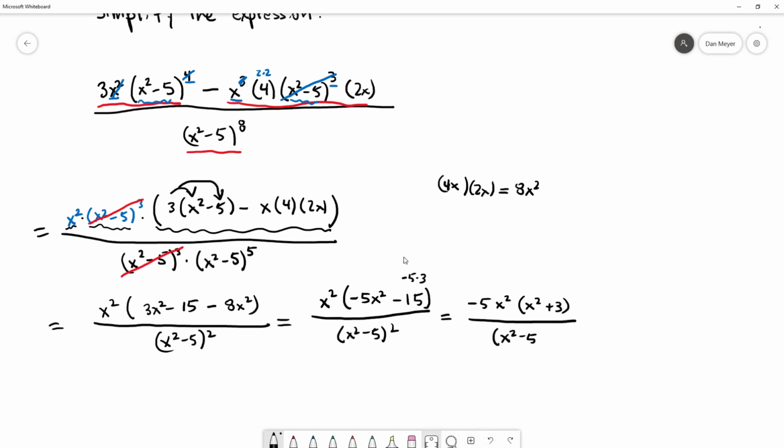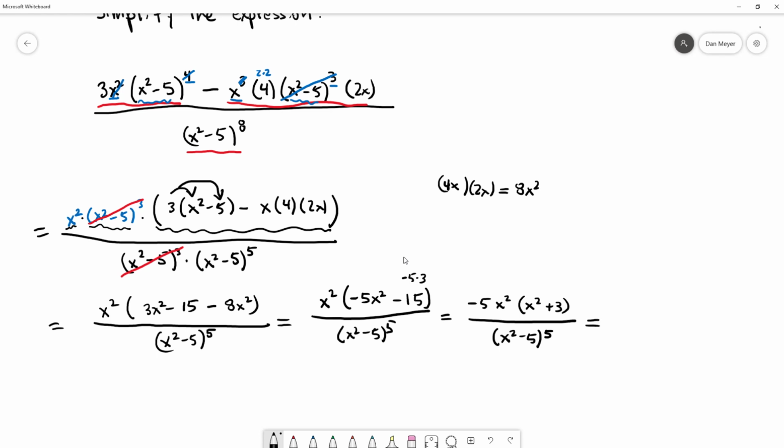I messed up an exponent along the way. This should be to the 5th here, right? Let's make that a nicer looking 5. I copied things down wrong. Those transcription errors will kill you. And that's about the best we can do.